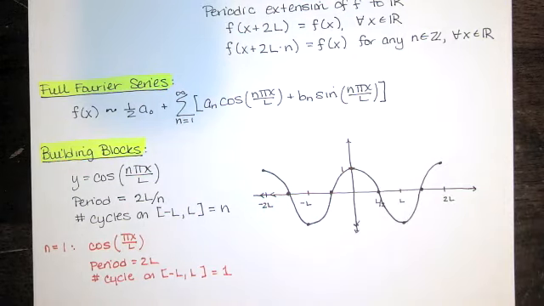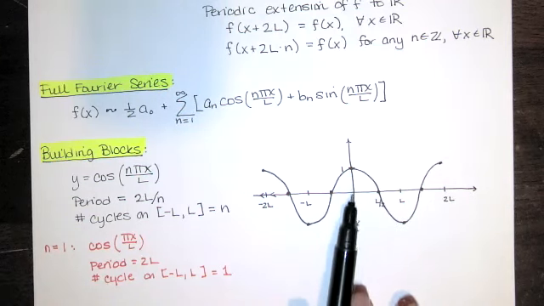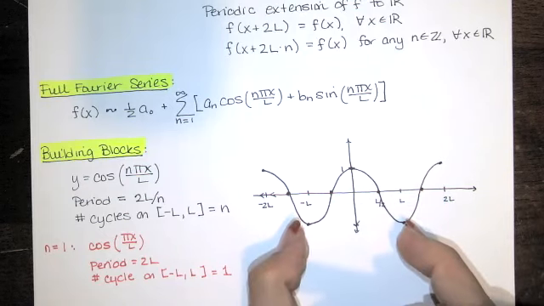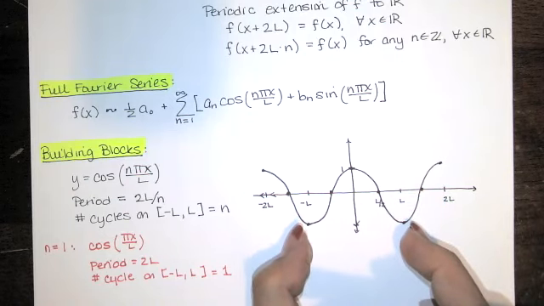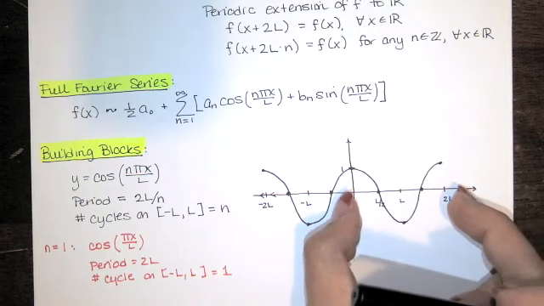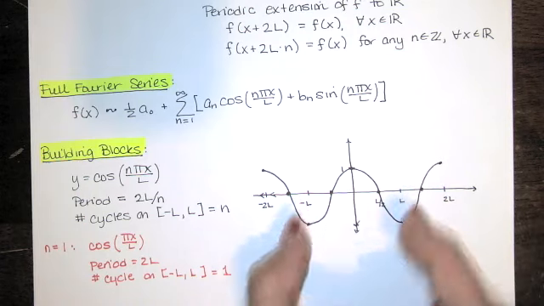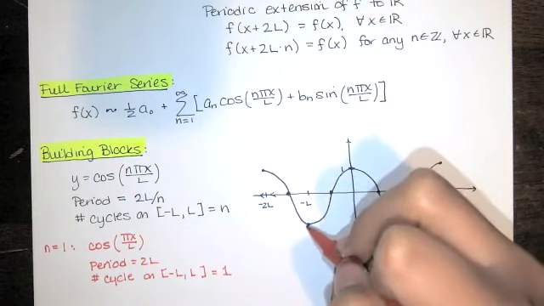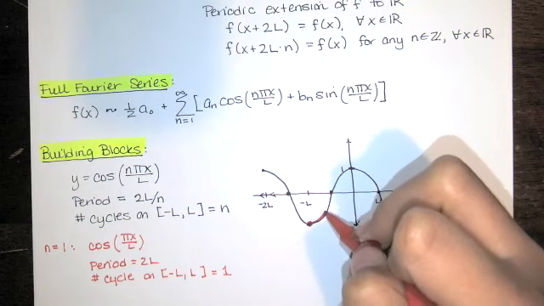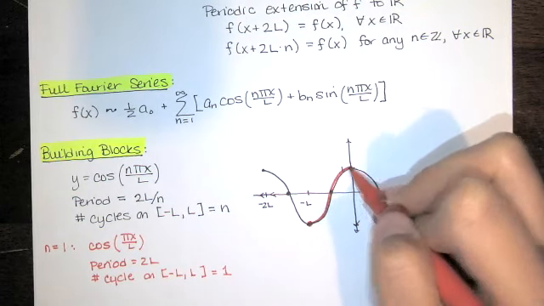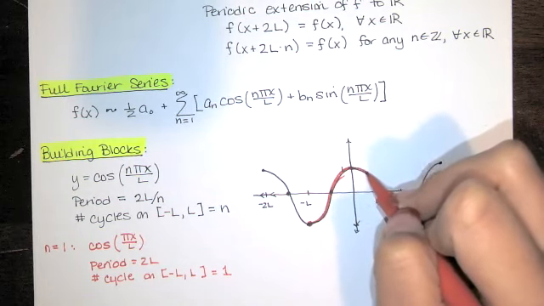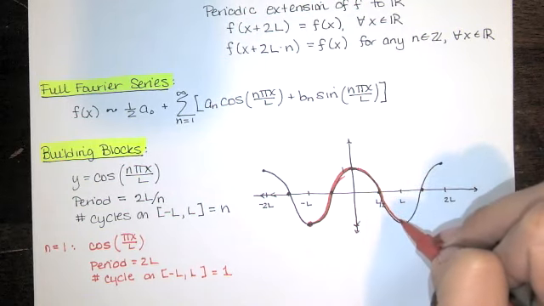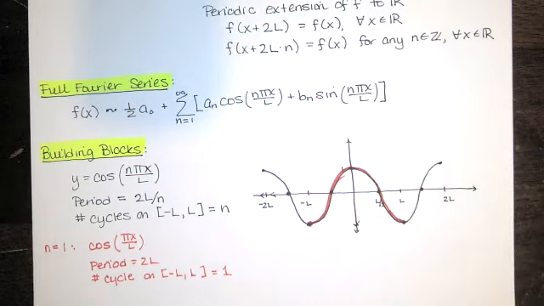Now, for our purposes, when we're thinking about Fourier series, we don't tend to think about this interval from 0 to 2L. Instead, we think about this interval that's symmetric about the origin. So rather than looking at the interval from 0 to 2L, we choose to look at the interval from -L to L. So this is our cosine of pi x over L. And we're going to focus on that part between -L and L. That's right there.